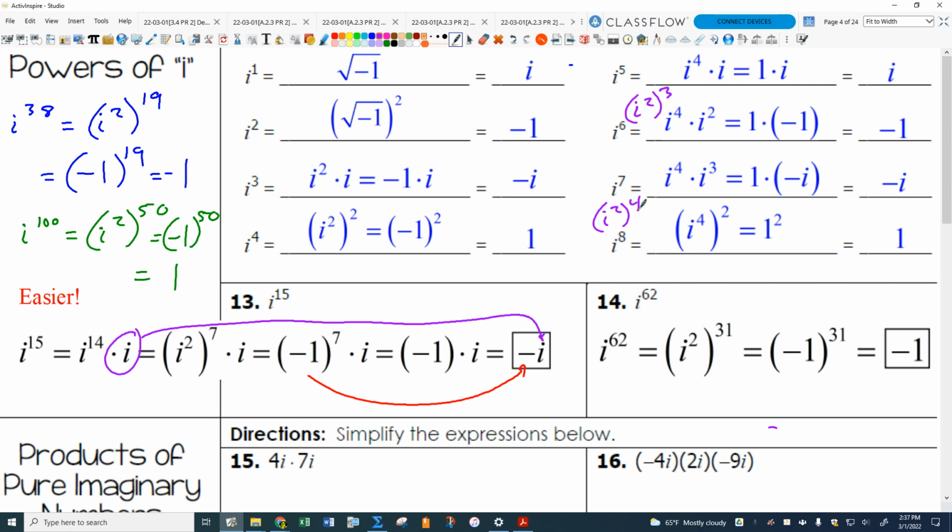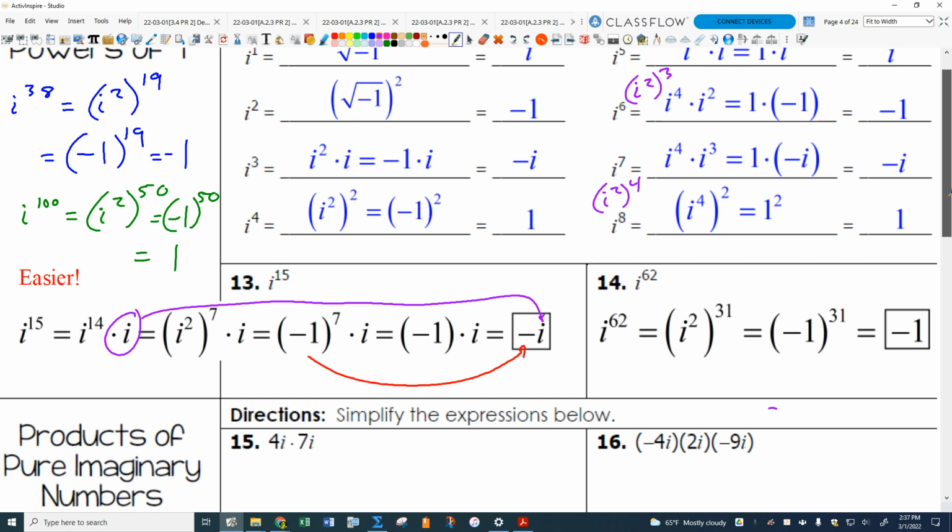But what do we notice here? We get this cycle, don't we? Every 4, it just cycles through these different values. Every time I ratchet up the power of I by 1, it's just going to go through the cycle over and over and over again forever. Okay? All right.